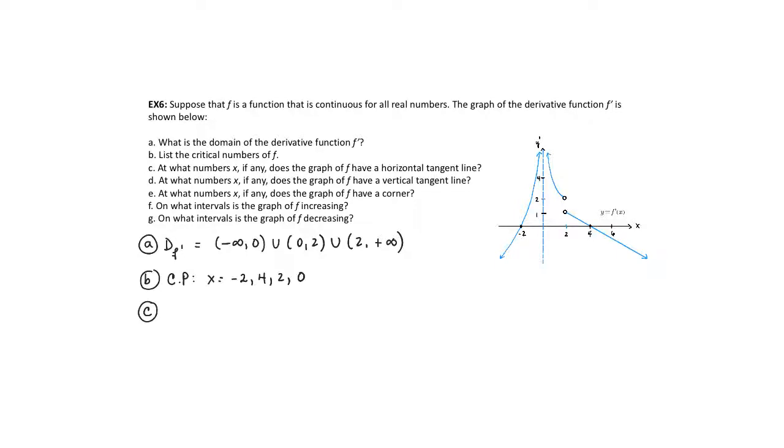On to C. At what numbers, x, if any, does the graph of f have a horizontal tangent line? To have a horizontal tangent line, that means that the derivative has to be equal to 0. And that happens precisely when x is -2 and when x is equal to 4.